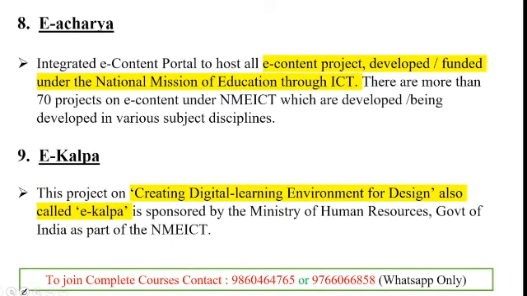Then the next one, E-Acharya. E-Acharya is the integrated e-content portal, and here you can see the e-content developed or funded by the NME ICT, providing various quality content for 70 plus projects on e-content. That's under NMEICT, and it is developed in various subjects and disciplines in science, arts, engineering, social science, etc. through various Indian institutes, universities, colleges.